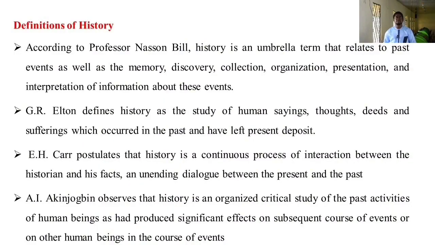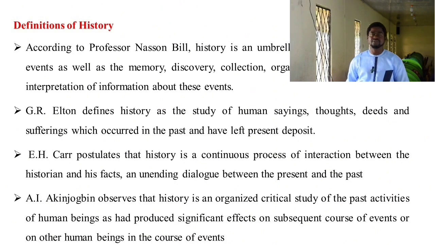Having looked at the objectives, the next thing we are going to consider is the definition of history by different authorities. We start with the definition by Professor Nassim Bey, who looked at history as an umbrella term that relates to past events as well as the memory, discovery, collection, organization, presentation, and interpretation of information about these events. G.R. Elton defines history as the study of human sayings, thoughts, deeds, and sufferings which occurred in the past and have left present deposit.